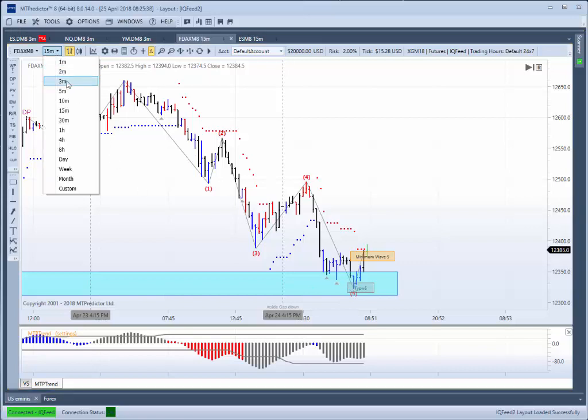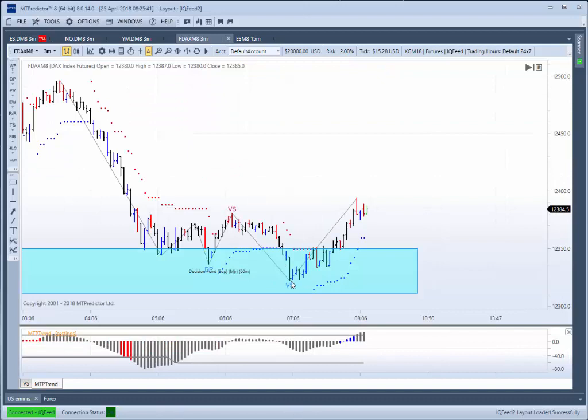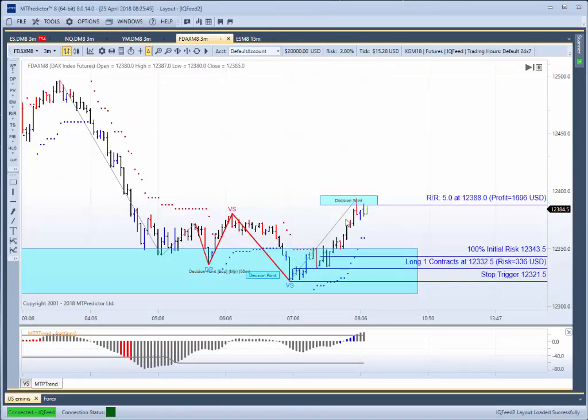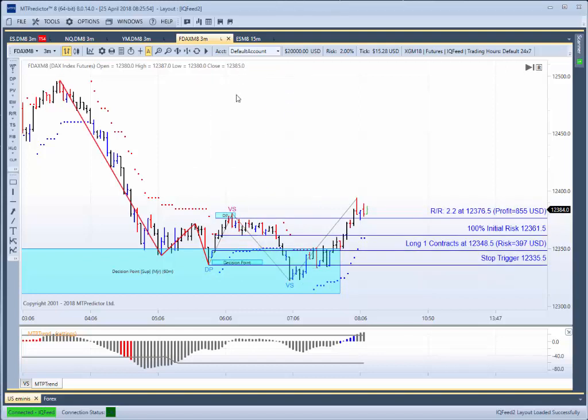So when we come back to the 3-minute chart, can you see how this VS buy setup here was actually in the support zone and as such was a good one to take. Incidentally, we actually had a DP buy a bit earlier in the day, and if I right mouse click over that blue buy bar there, do the analysis, you can see that was actually a nice trade there as well.